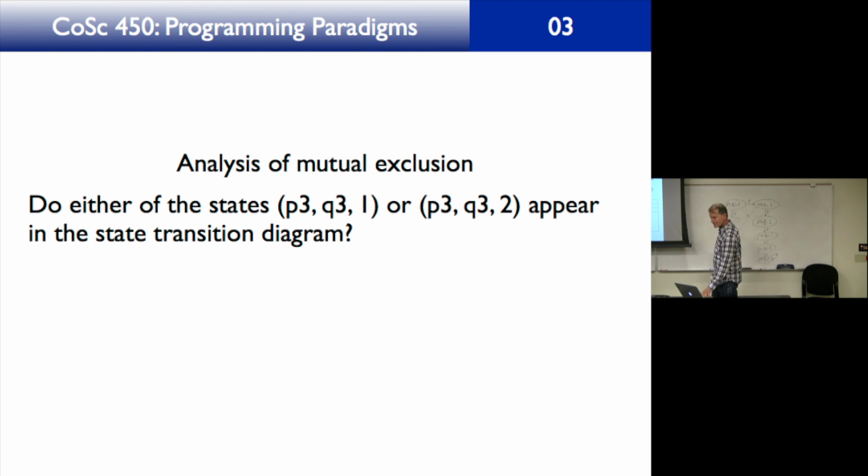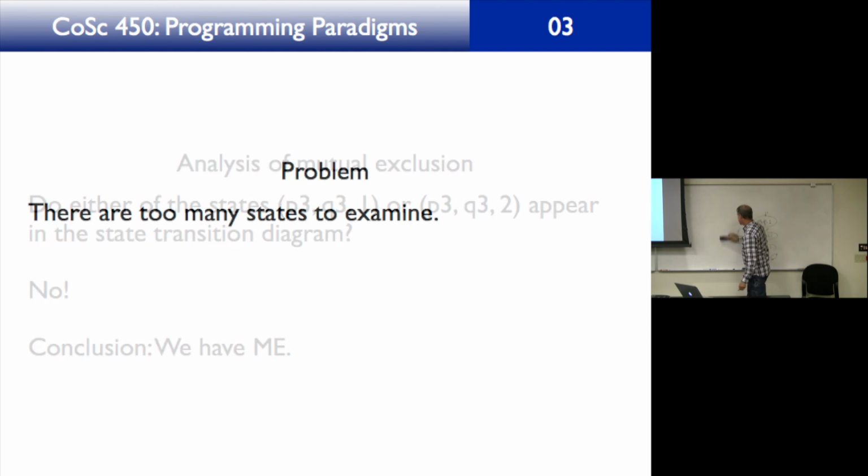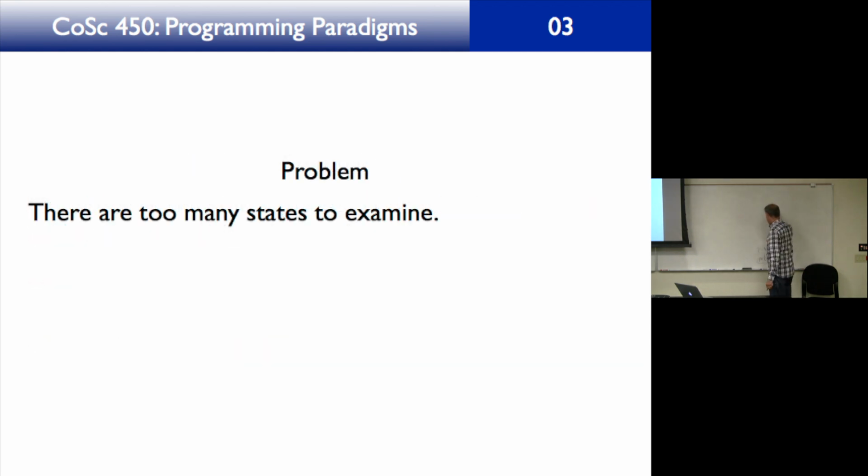Is everybody good? Man, we really analyzed that one to death. Okay, so there's mutual exclusion. That doesn't appear. Conclusion, we have mutual exclusion. Now here's the problem. Now watch this, you guys. We just had this big discussion. Watch this. That is a whole lot of states, right? 16 states.